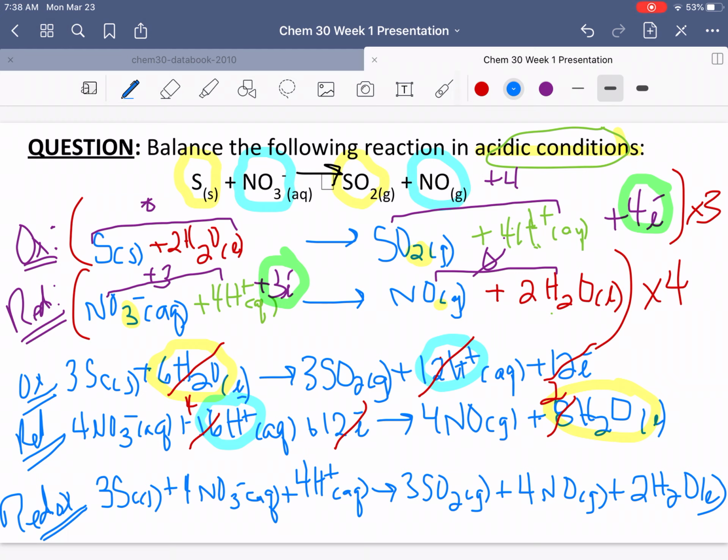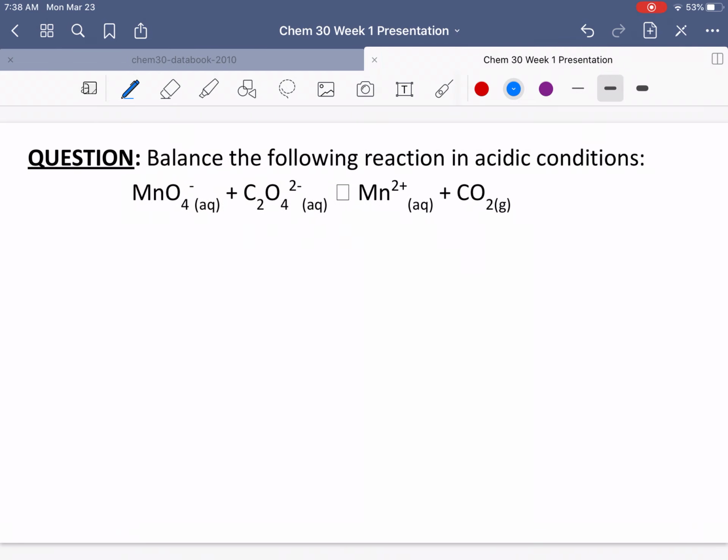So when you have to do a little bit more canceling out, that is about as hard as it's going to get for your Chem 30 distance learning. One more question for us to do together. Check out this one. Again, you need to make an assumption that these are happening in acidic conditions.